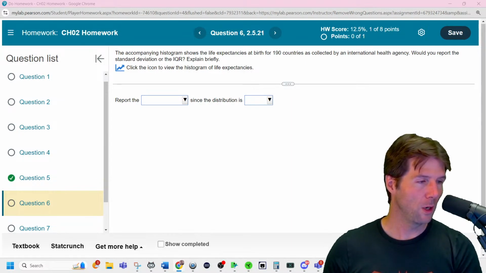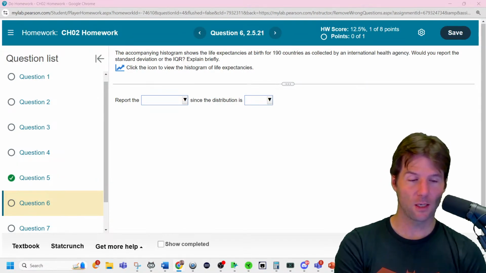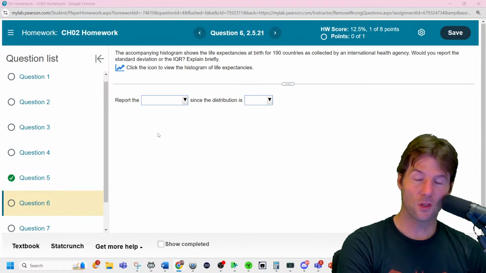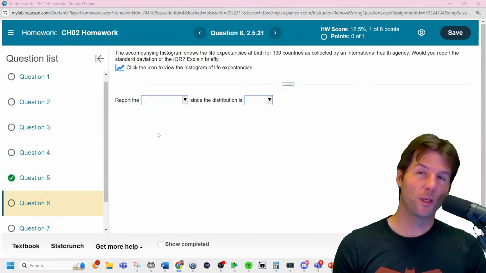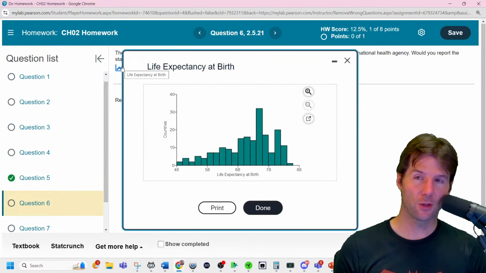Chapter 2, homework, question 6. Okay, the accompanying histogram shows the life expectancy of 190 countries. Let's look at it. Should we use the standard deviation or IQR? So we need to see if this data is what?